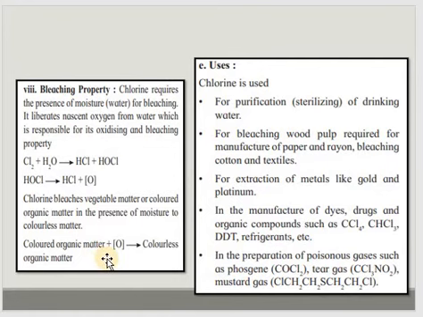Uses of chlorine. Chlorine is used for the purification of drinking water, for bleaching wood pulp required for the manufacture of paper and rayon, and for bleaching cotton and textiles. It is also used for the extraction of metals like gold and platinum. It is also used in the manufacture of dyes, drugs, and organic compounds like carbon tetrachloride, chloroform, DDT and refrigerants. And the last use is in the preparation of poisonous gases like phosgene, COCl2, tear gas, CCl3NO2, and mustard gas also.